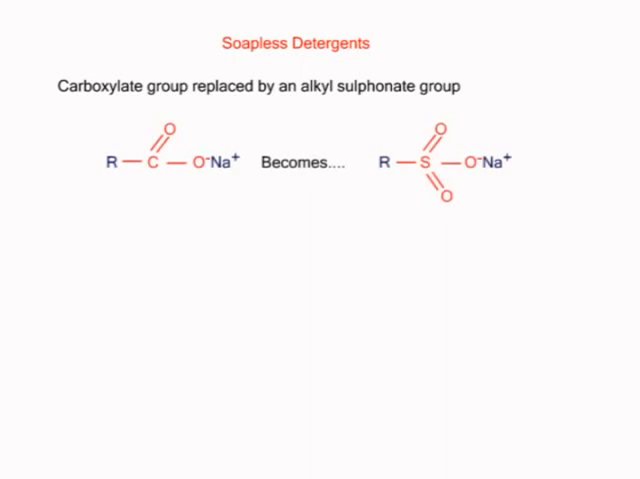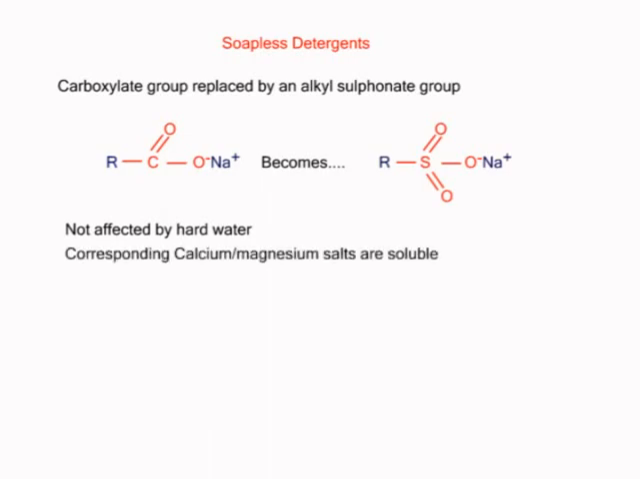Soapless detergents act as cleansing agents in the same way as soapy detergents, by emulsifying the dirt held on oil or greasy particles. These are detergents in which the carboxylic group of the soap is replaced by an alkyl sulfonate group. For example, you have these structures here where R represents the long chain hydrocarbon. Soapless detergents act like soap in the cleansing process, but they are not affected by hard water, unlike ordinary soap.